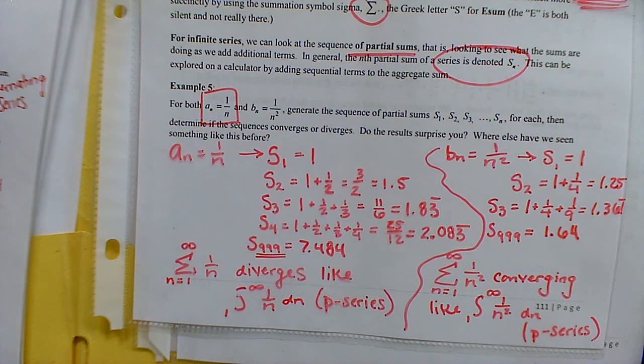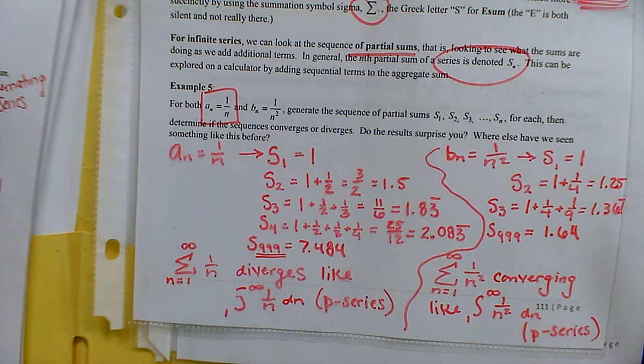Say it again. How'd you get 1/2? 1 over 2 minus 1. So what's 1 over 2 minus 1? It'd be 1, right? Okay.